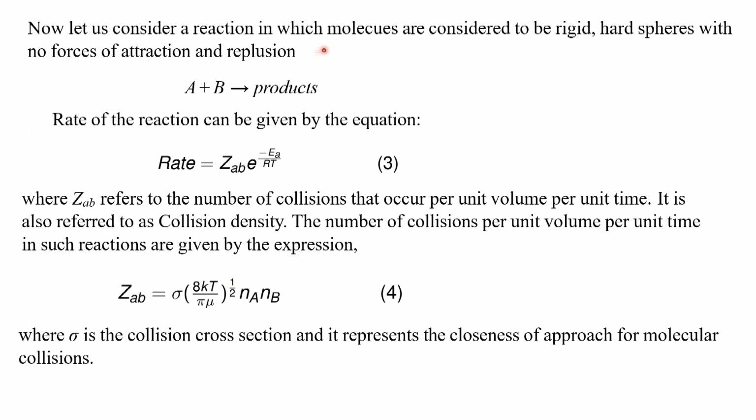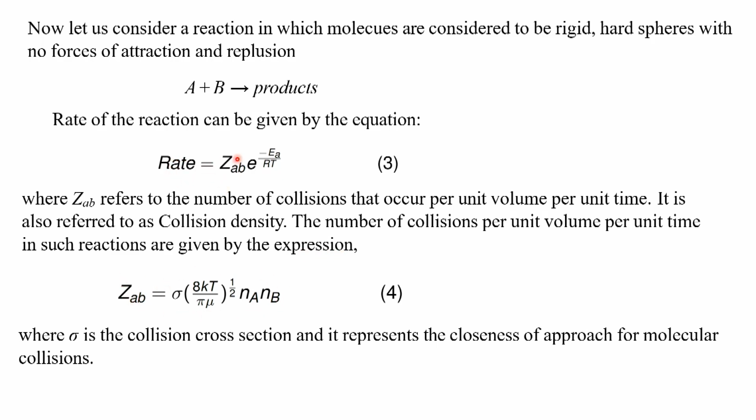Now let us consider a reaction in which molecules are considered to be rigid hard spheres with no forces of attraction and repulsion. So rate of reaction can be given by this expression. Rate is Z_AB e to the minus Ea by RT, where Z_AB refers to the number of collisions that occur per unit volume per unit time. It is also referred to as collision density. The number of collisions per unit volume per unit time in such reactions is given by this expression.